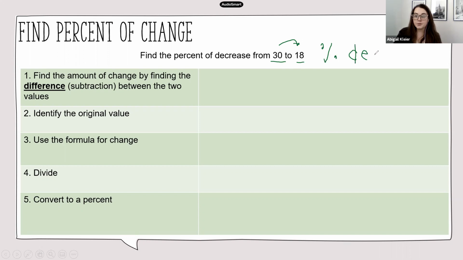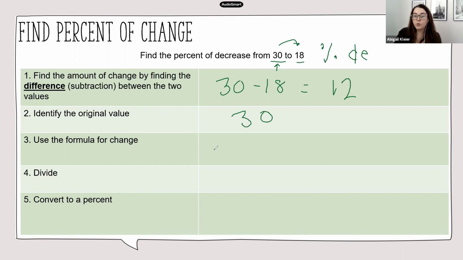Now, the nice thing about these is it doesn't really matter if you're finding increase or decrease. The steps are exactly the same. So our very first step there, we're going to find the difference between these two numbers. 30 minus 18. The difference there is 12. Our second step, identifying that original value. Again, that's where our starting point was. So our starting point was 30.